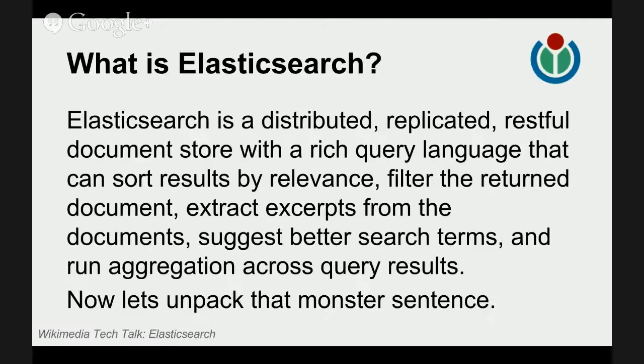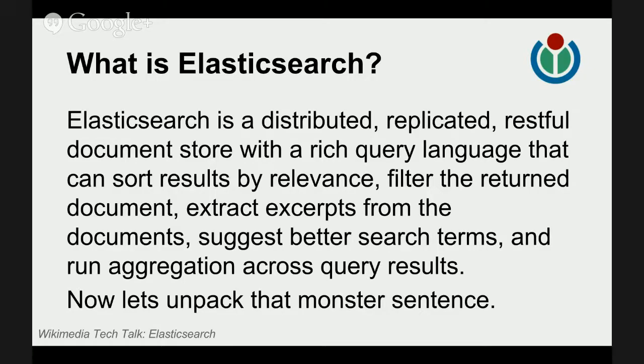So let's go. This huge sentence is at least what I thought Elasticsearch is. It's a distributed, replicated, RESTful document store with a rich query language that can sort results by relevance, filter the returned documents, extract excerpts from the documents, suggest better search terms, and run aggregations across the query results. Got that? Because I sure couldn't even say it all in one breath. So I'm going to unpack that, and by the end you'll be able to read that sentence and at least understand what I think Elasticsearch is.